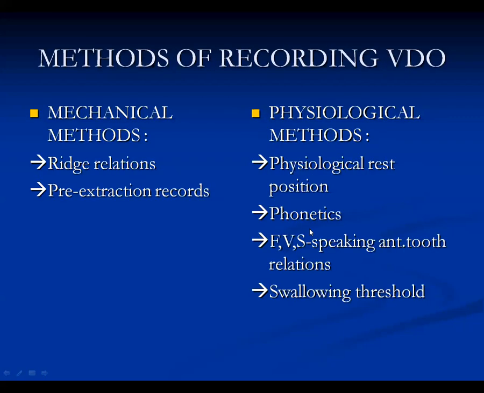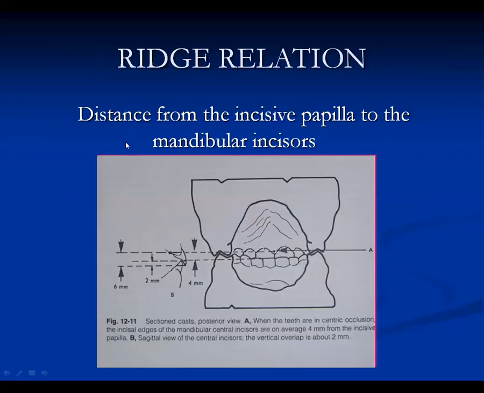So first, let's see the mechanical methods to record vertical dimension of occlusion. The distance from the incisive papilla to the mandibular incisors is measured when we occlude the cast. This is the posterior view of your cast. What they have shown here is the teeth in centric occlusion. When the teeth are in centric occlusion, the incisal edges of the mandibular lower central incisors are on an average 4 mm away from your incisive papilla. This is one reference.